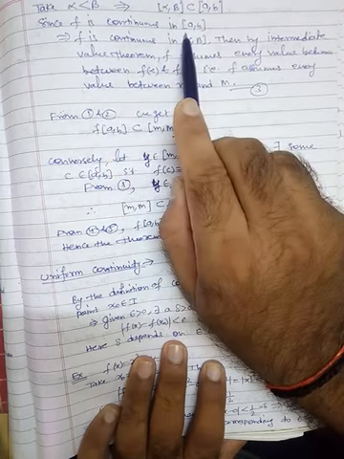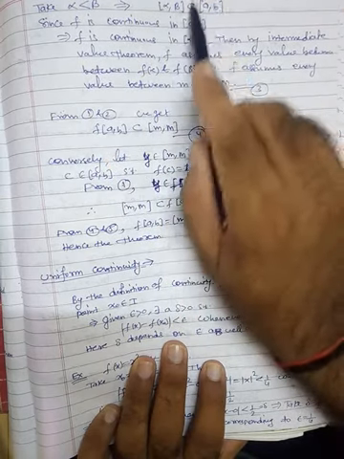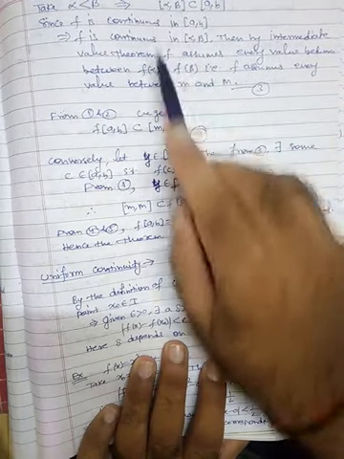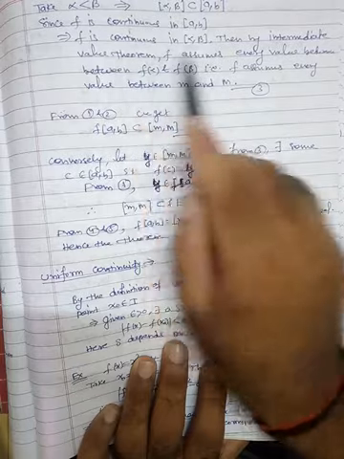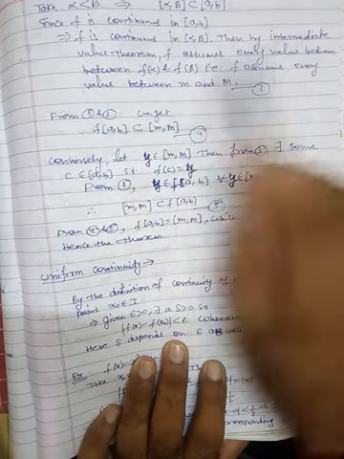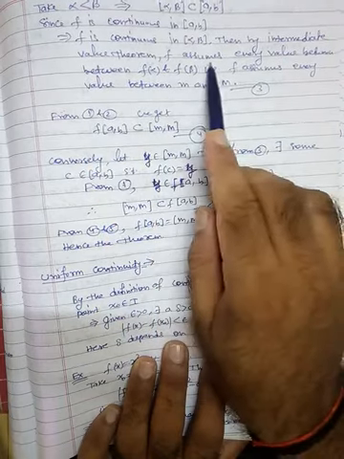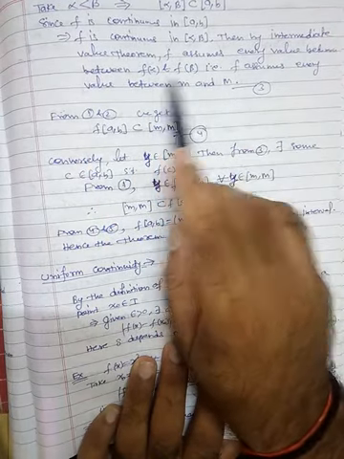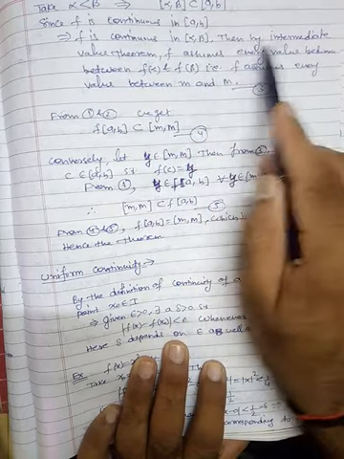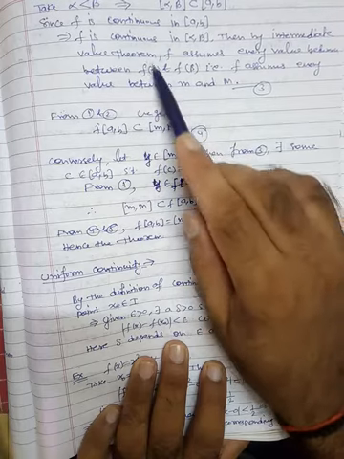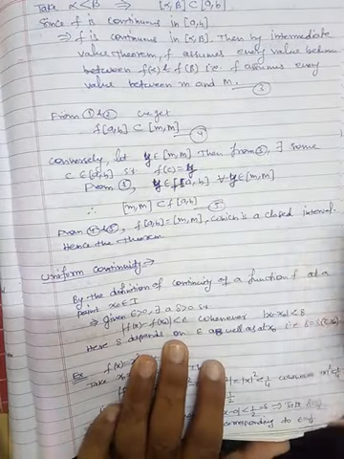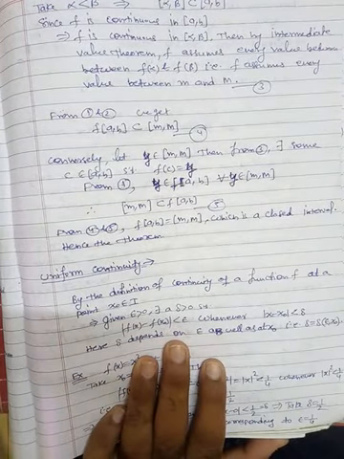Now the function is continuous in this larger interval, so obviously the function is continuous in the smaller interval, closed interval alpha to beta. Then by the intermediate value theorem, f assumes every value between f of alpha and f of beta, because the function is continuous in this small interval. This is by the intermediate value theorem, which we have proved earlier in the last lecture.